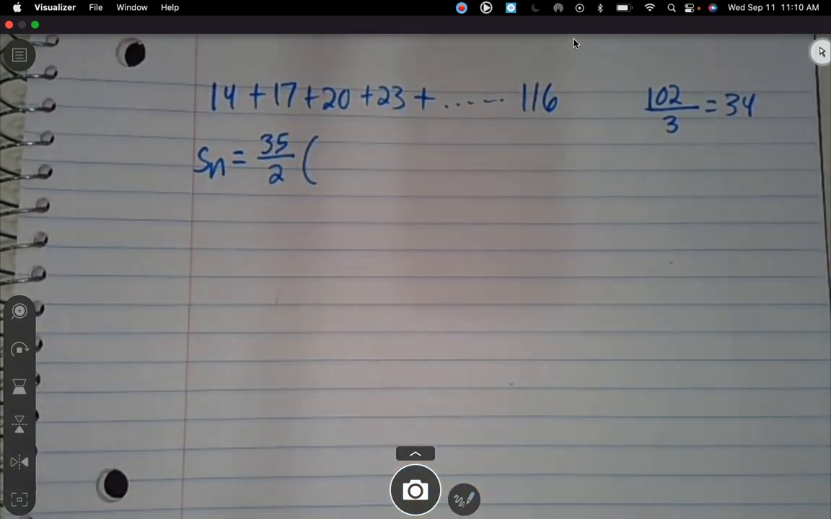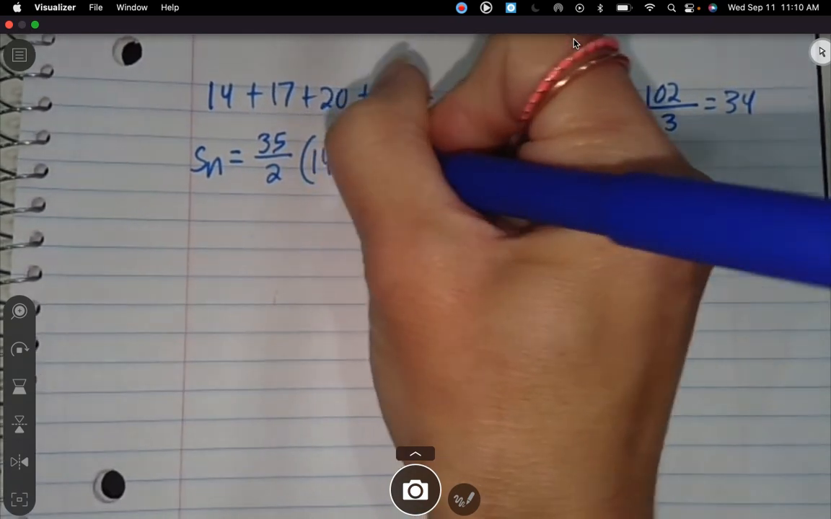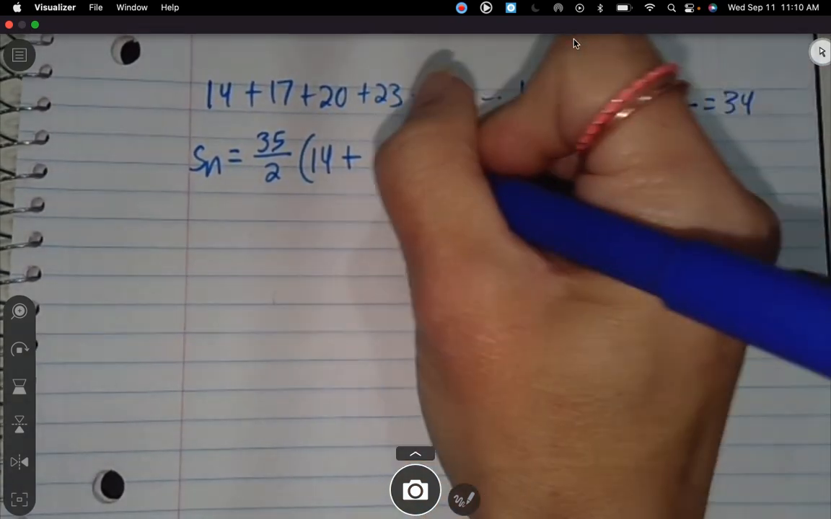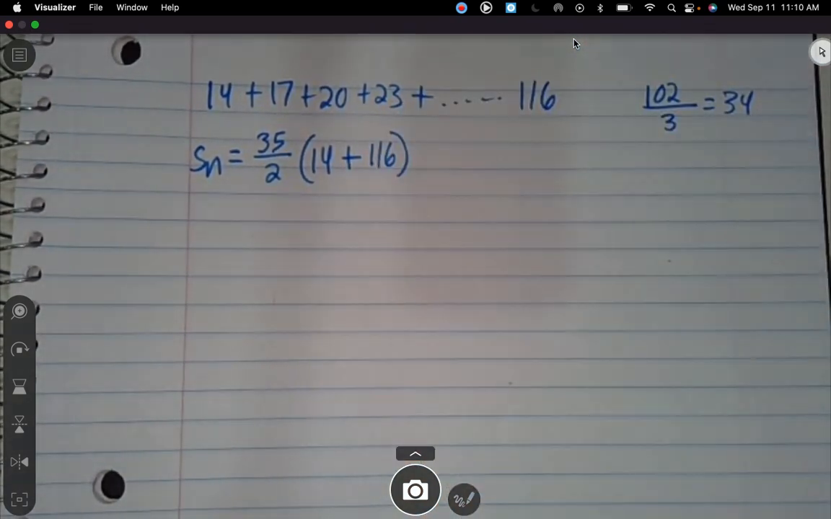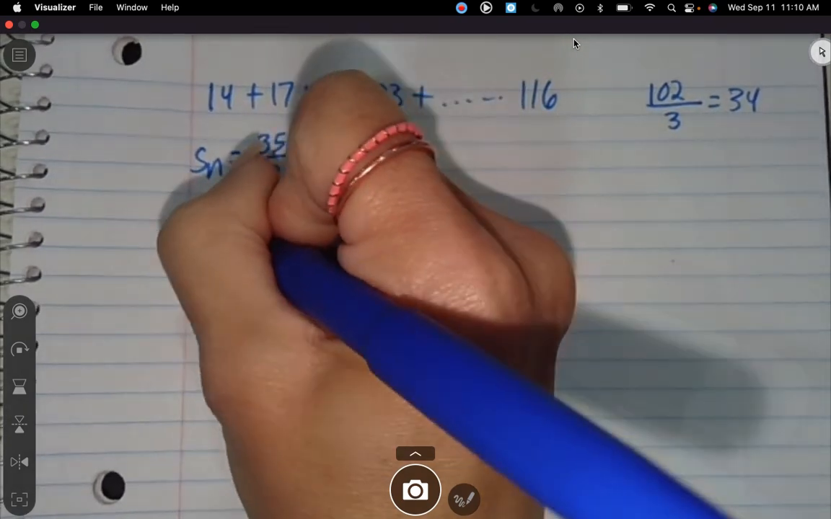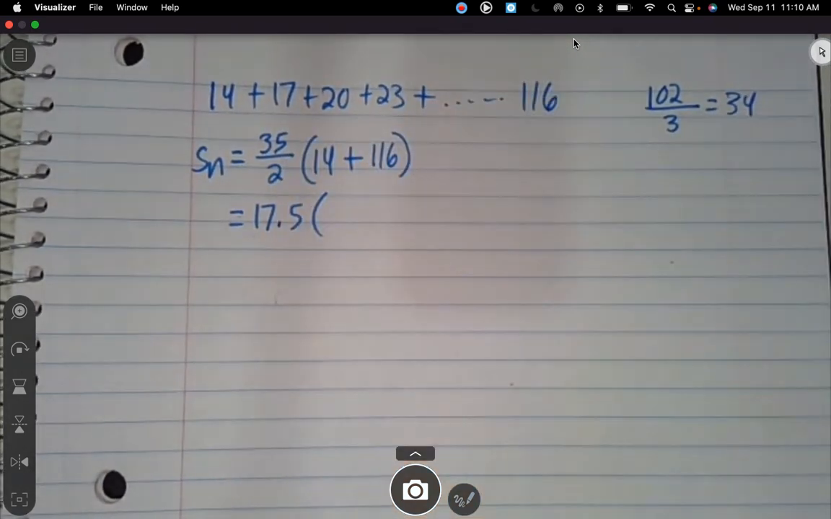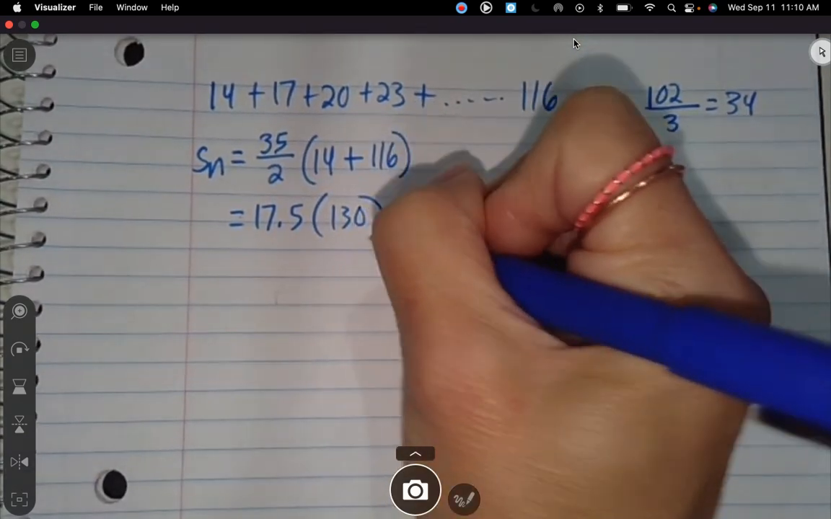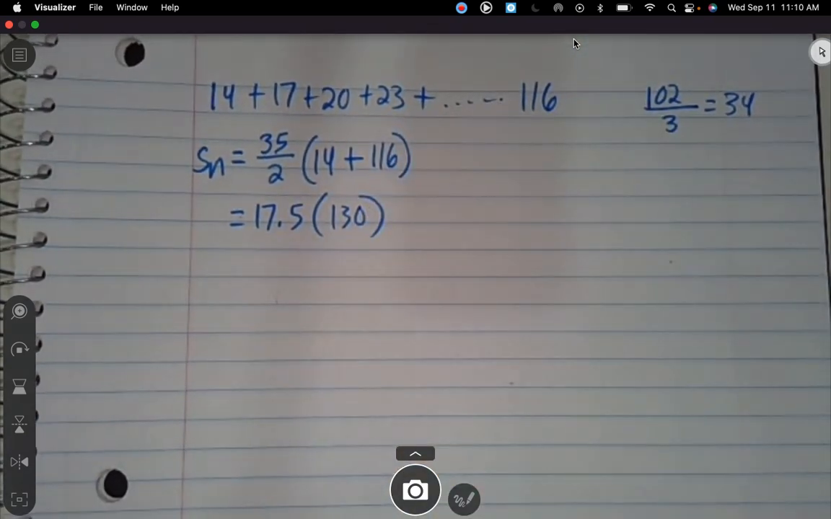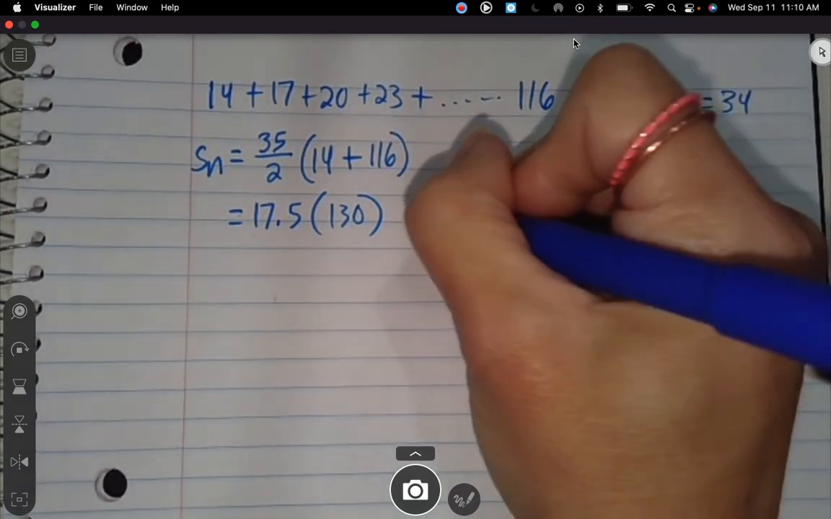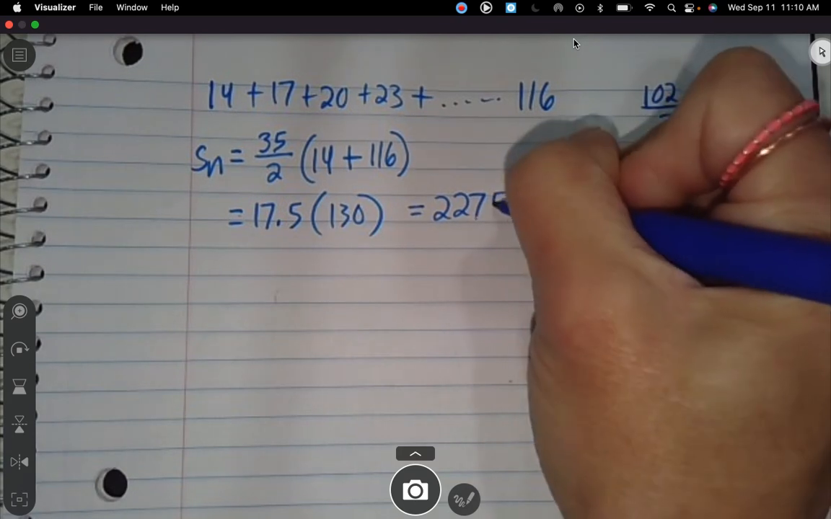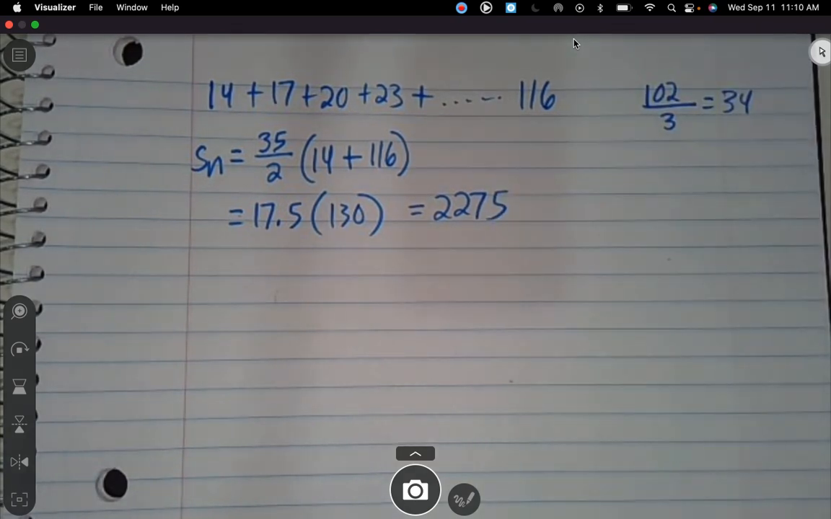Then what's our first term? 14. And then what's our last term? 116. So if I find that, 17.5 times 130. What did y'all get? Yep. 2,275.